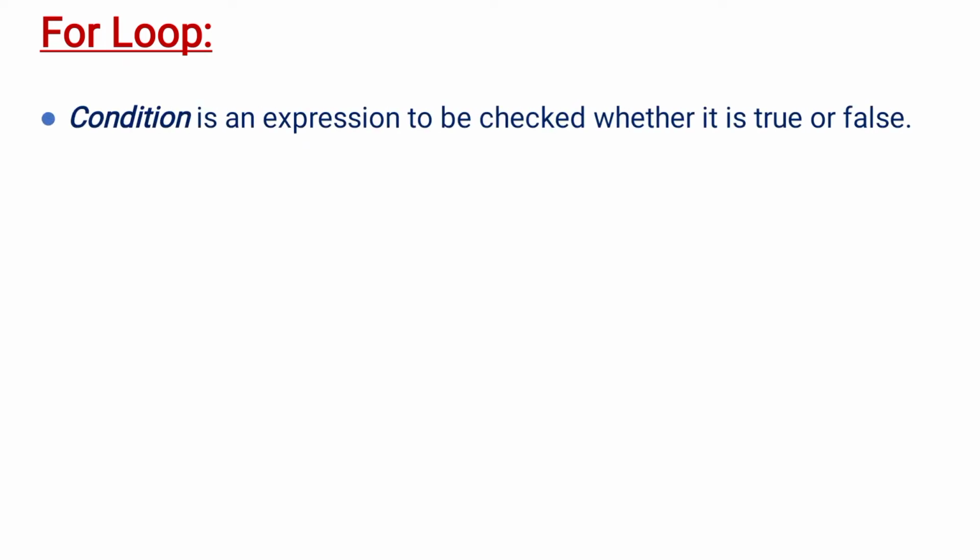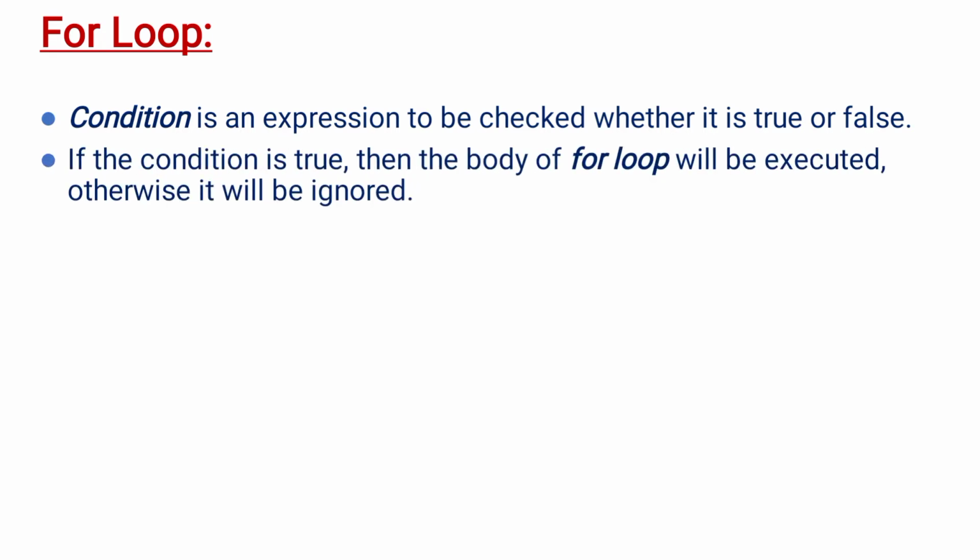Next, we will see the condition and increment and decrement. The condition is an expression to be checked, evaluated to get a result, either true or false. If the condition is true, then the body of the for loop will be executed, otherwise it will be ignored. If the condition result is true, only then the statements written inside the for loop will be executed. If the condition is false, they will not be executed.